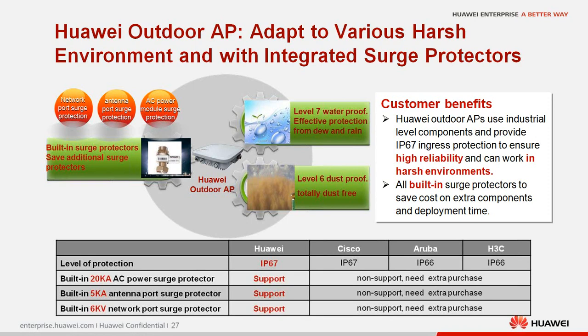Most of the surge protectors, as well as the waterproof and dustproof protection, are all built into Huawei's access points. While in the competition, either it's not available or you might have to pay extra money to get those features in the access points and the WLAN family.